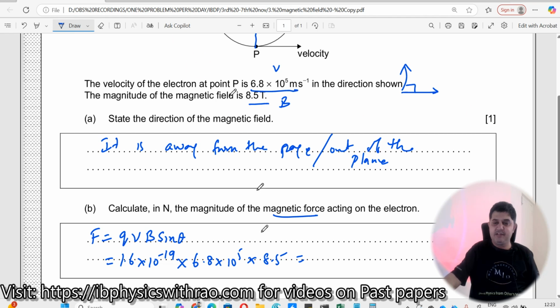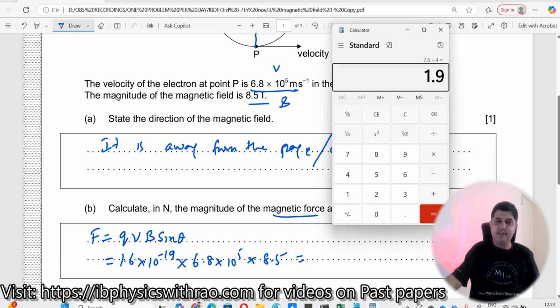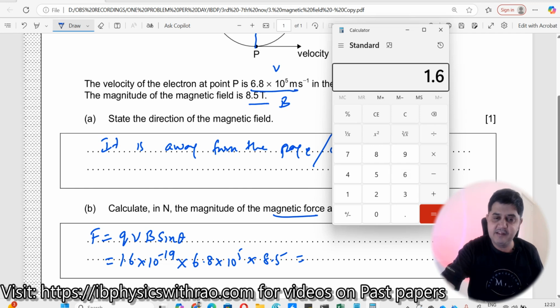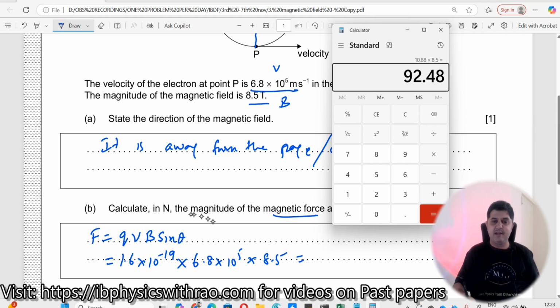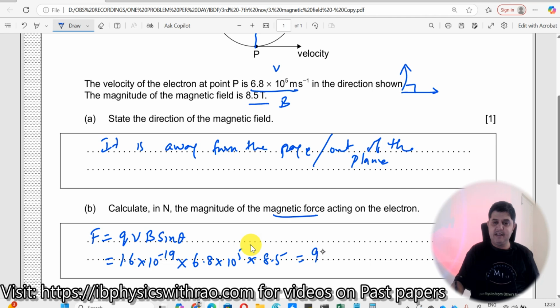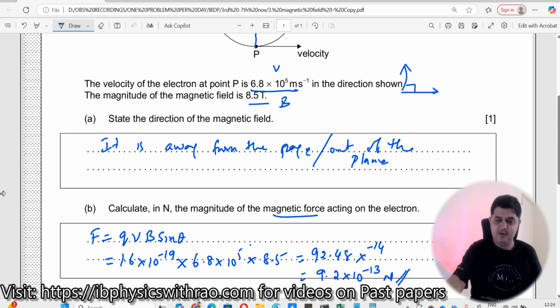So let us compute these values and get the final answer. 1.6 multiplied by 6.8 multiplied by 8.5 becomes 92.48. So this becomes 92.48 × 10^(-19+5), which is 10^-14, and can be written as 9.2 × 10^-30 Newton. So this should be the right answer. Let us move on to the next.